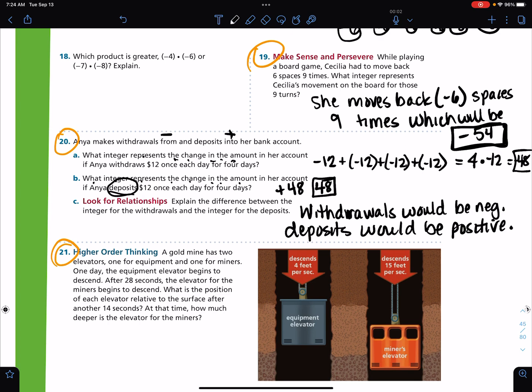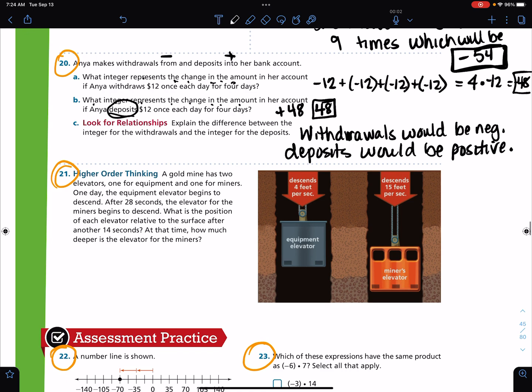Okay, 21 is a higher order thinking, so it might be a little bit more complicated. And it's going to make me use a picture. Okay, a gold mine has 2 elevators, one for equipment and one for miners. I see that in the picture. One day, the equipment elevator begins to descend. That's this one, okay.